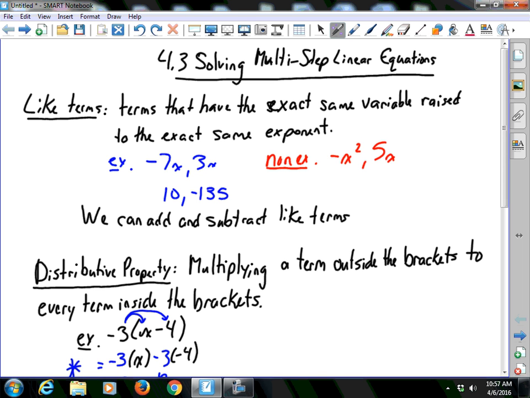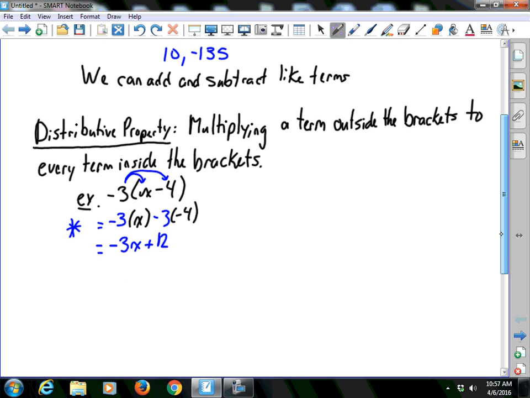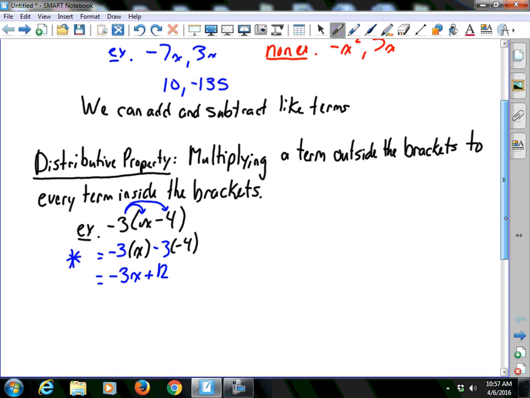Okay? Remember that. Next thing we need to go over is the distributive property. And the distributive property states that multiplying a term outside the brackets to every term inside the brackets. So think of like a dealer at a poker game. The dealer can only deal cards to people sitting at the table. So this negative 3 can only multiply to terms inside the brackets. In this case, the x and the negative 4.